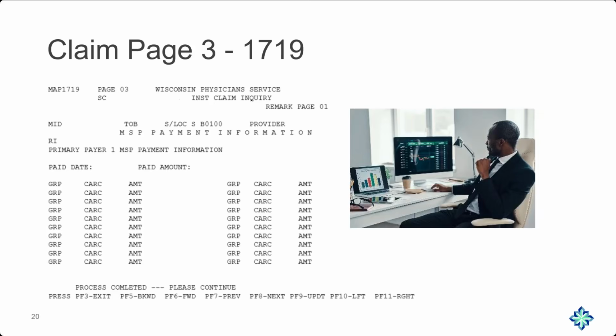Claim page 3, 1719, which is a subsequent page. You can press F11 one time from page 3 to access this page. It's been created to house payment information for up to 2 payers primary to Medicare. So if Medicare is the secondary or tertiary payer, it also contains claim adjustment segment or CAS information, which is required for Medicare secondary payer claims.